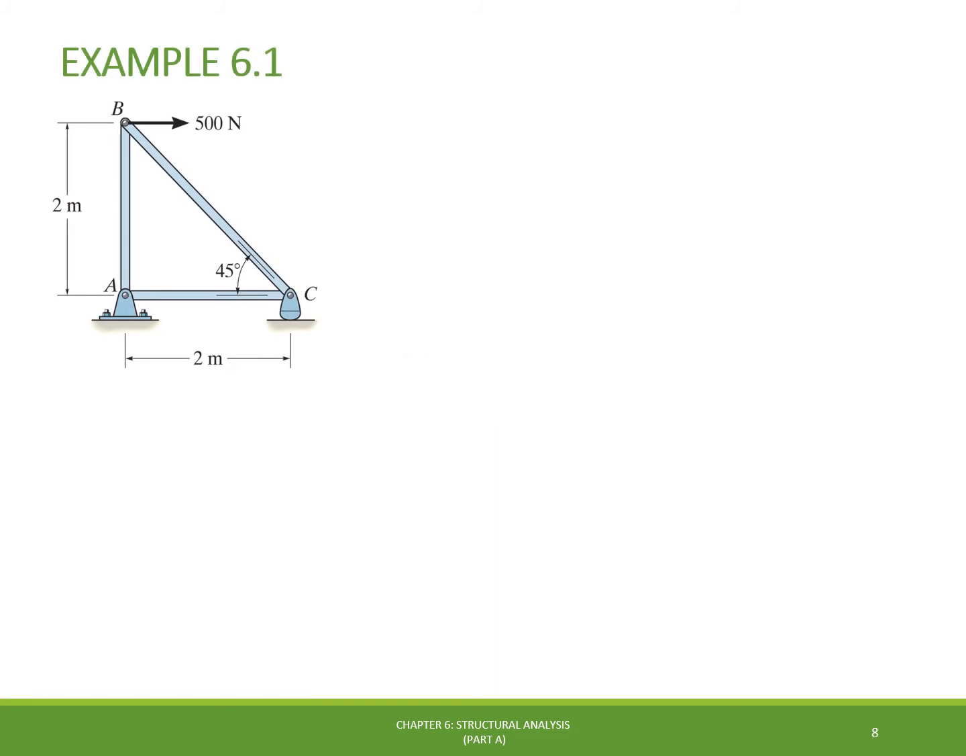In example 6.1, let's take the same simple truss shown in slide number 5 and determine the force in each member and indicate whether the members are in tension or compression. As we did before, let's start the solution with joint B, since it has one known external load applied on it and 2 unknowns, as shown on the free body diagram.